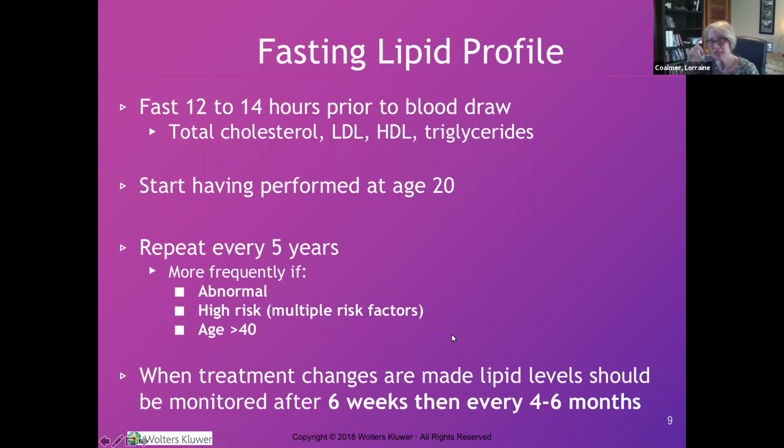So the other thing is if they've started treatment on a patient, they really should get repeat levels after about 6 weeks to see if what I started helped that patient. Okay, so if they decide that I have really high triglycerides and they put me on a medication, I should get repeat levels in 6 weeks, and then I should be getting them sequentially every 4 to 6 months. Okay, because you don't want this to get out of control.